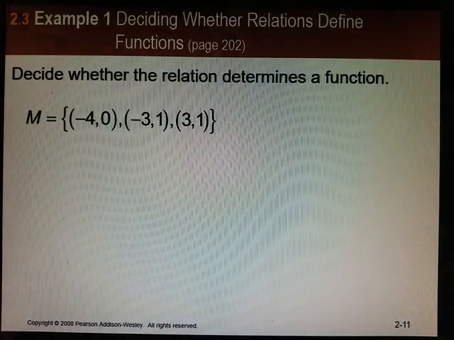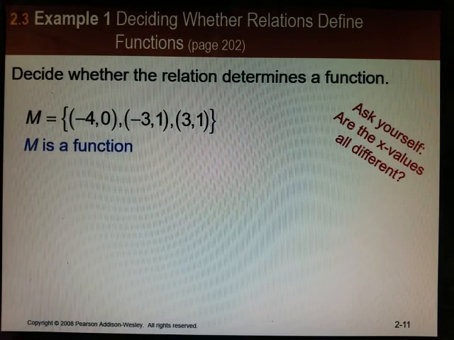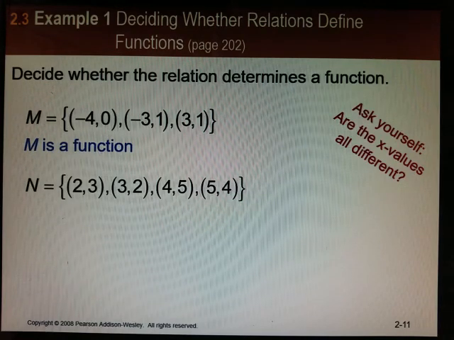So this first part was review. Decide whether the relation is a function. Again, you're going to ask yourself, are the x coordinates all different? If you answer yes, then yes, it's a function. If you say no, then it's not a function. So are the x's all different? Hopefully you said yes. Therefore, this is a function.